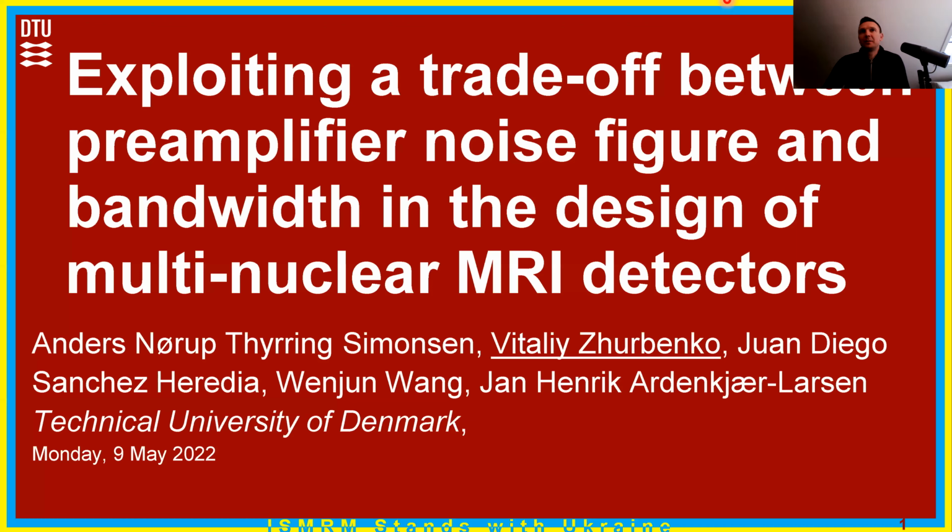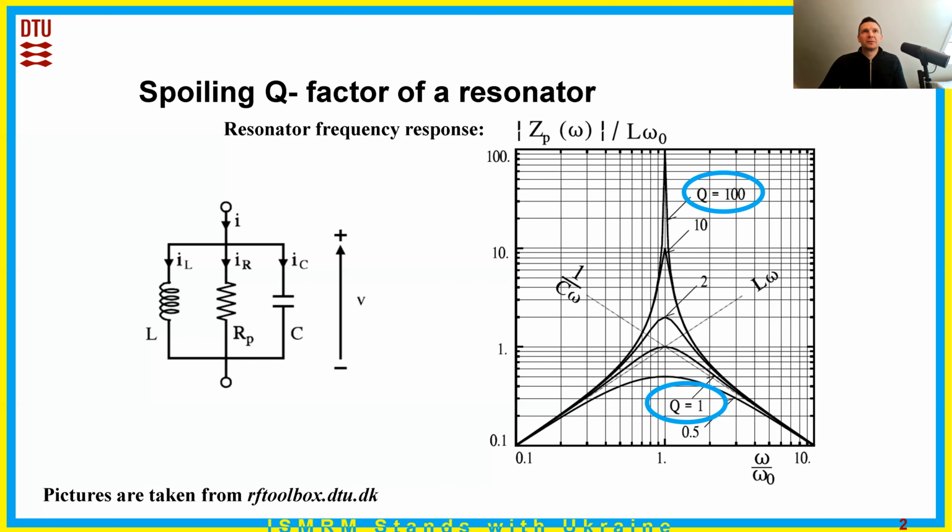Hello, my name is Vitaly, and the topic of this video is how to design a broadband MRI detector which can cover several nuclei. We can do this by manipulating the Q factor of the preamplifier decoupled coils. We all know from circuit theory that the bandwidth of an RLC resonator depends on its Q factor. So by manipulating the loading of the resonator, we can spoil the Q factor and extend the bandwidth.